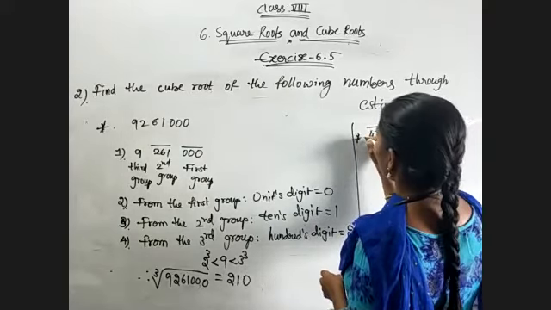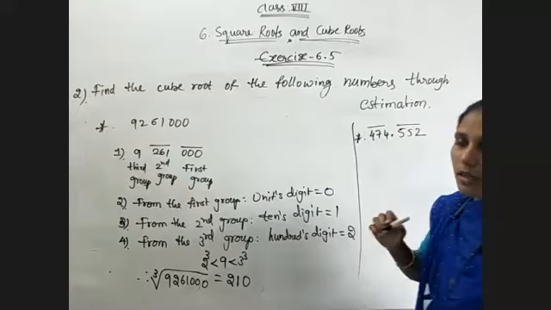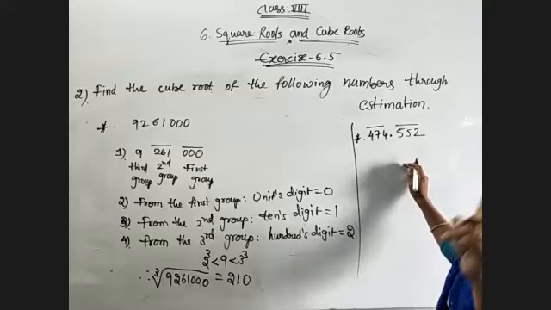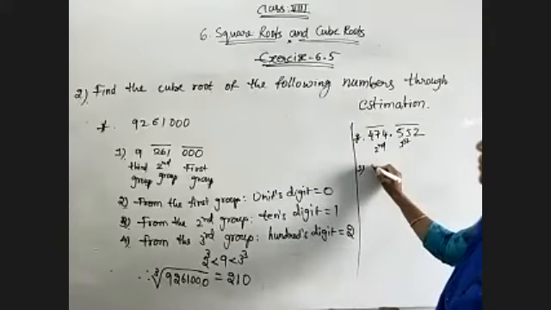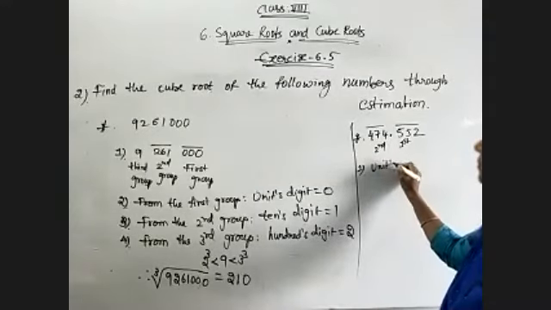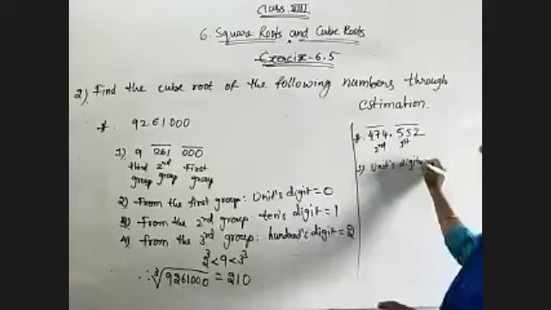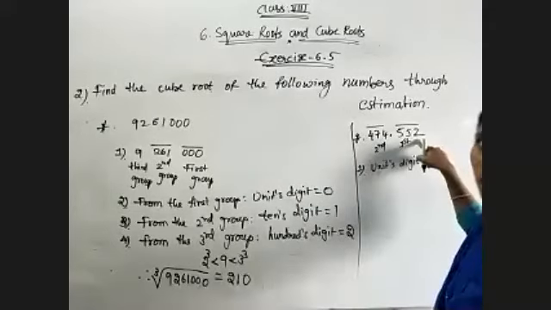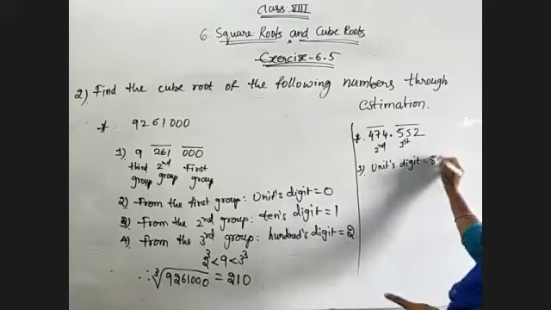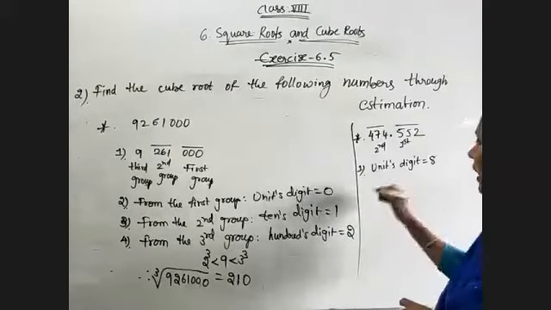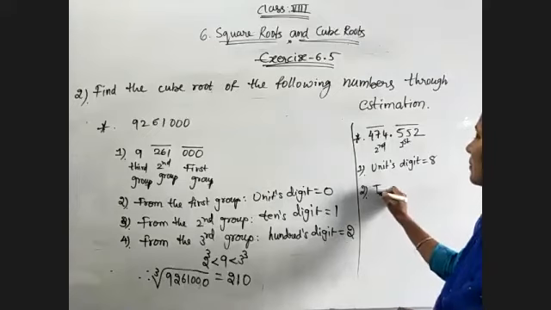This is one more example. In this case, first we need to consider as a group. So total 6 digits are there, so we will get two groups. First group, second group. So from the first group, unit digit will be equal to, because 2 is there, so we will get its unit digit as 8. Yes or no? And come to 10th digit.